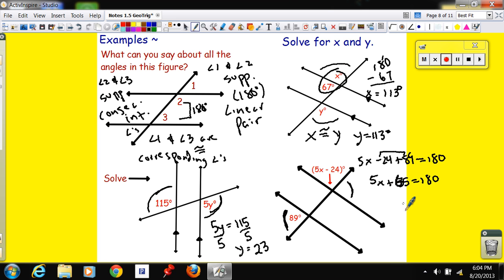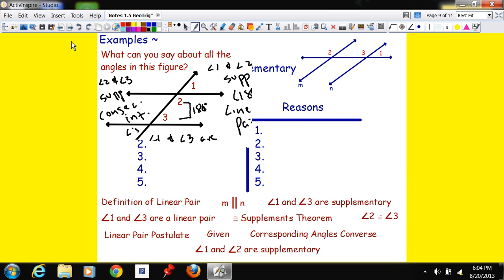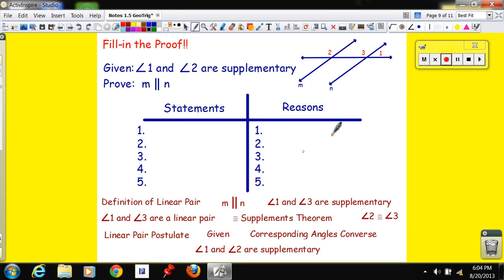Quick math there is better. 65 would be way better. So we're going to subtract 65. You're going to end up with 5x equals 115, and we just found out what happens when you divide by 5. You're going to get x equals 23. So those are some examples. You can pause it and copy those down. First experience with a proof here today.